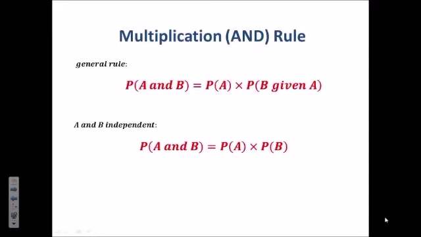The multiplication rule is also known as the AND rule. It says, in general, and this always works, the probability of A and B is equal to the probability of A times the probability of B, given that A has already occurred. That always works. If A and B are independent, however, we have a simpler rule, which says the probability of A and B is the probability of A times the probability of B.